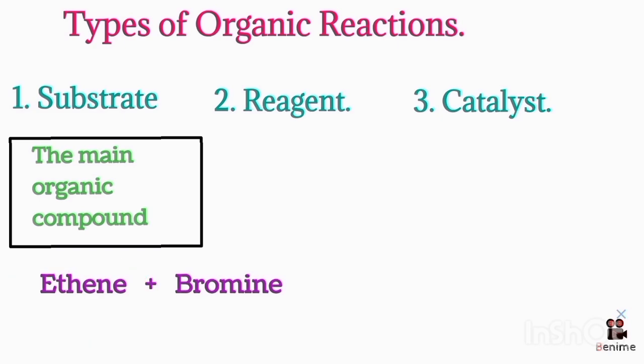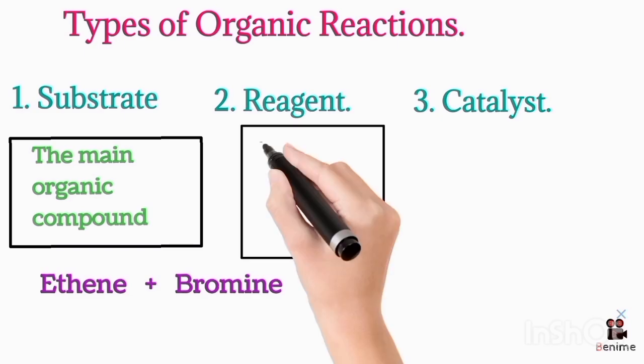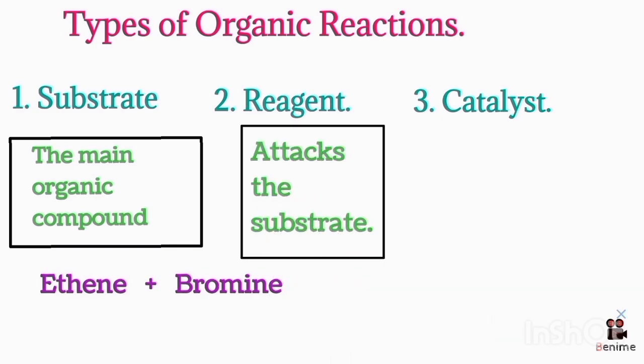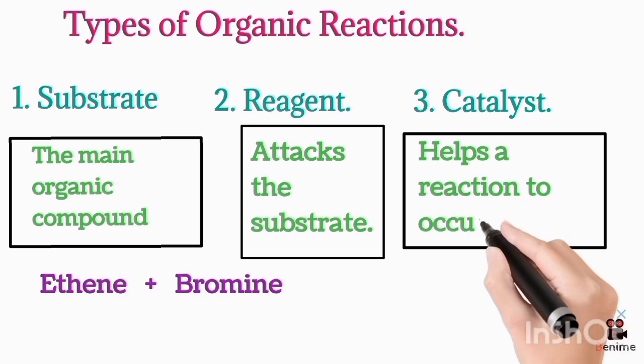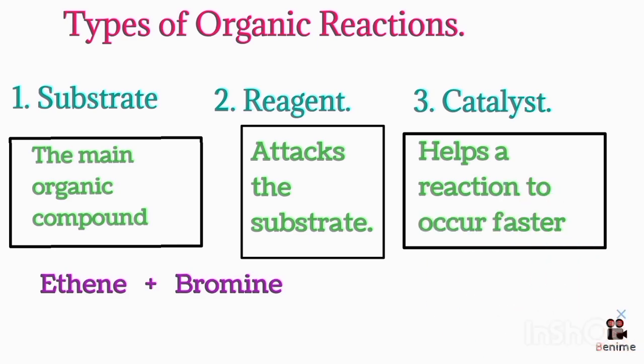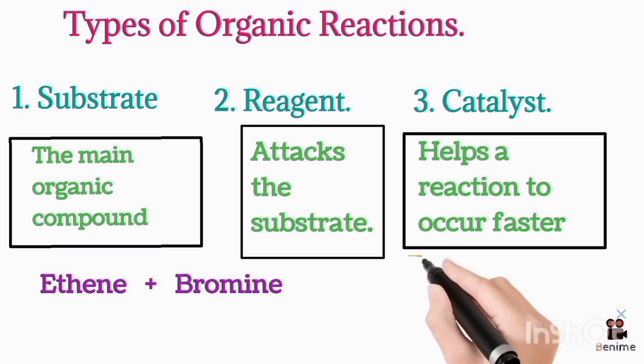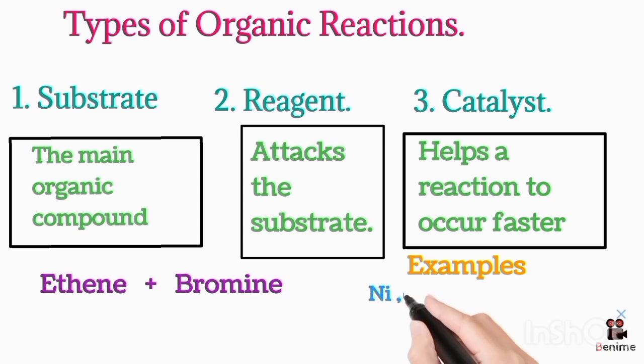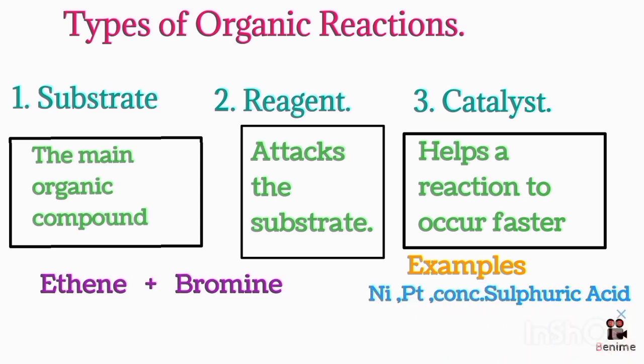molecule. Reagent. The smaller molecule or ion that attacks the substrate is called reagent. For example, in bromination of ethene, bromine acts as reagent because it attacks the double bond of ethene. Catalyst. A substance that helps a reaction to occur faster without itself being permanently changed is called catalyst. Catalysts lower the activation energy and increase the speed of reaction. Examples include nickel, platinum, and concentrated sulfuric acid.